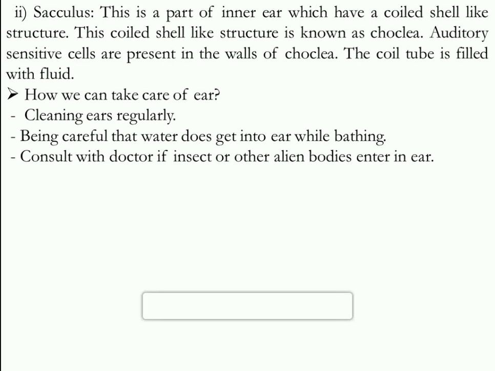And last but not least, avoid listening to high volume music. Okay, boys? So that is all about the ear.